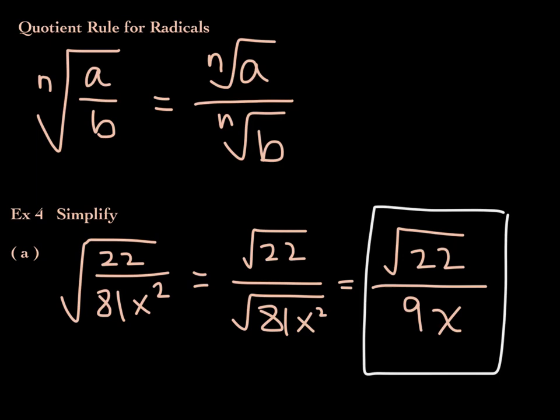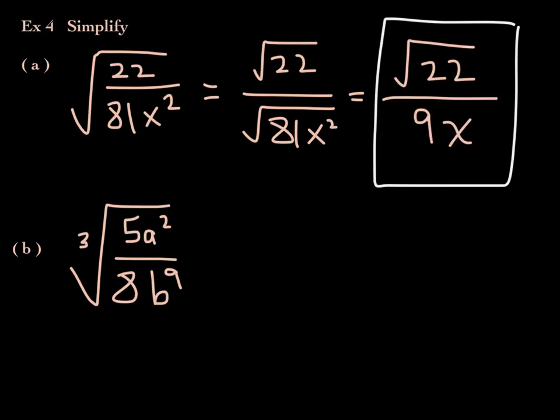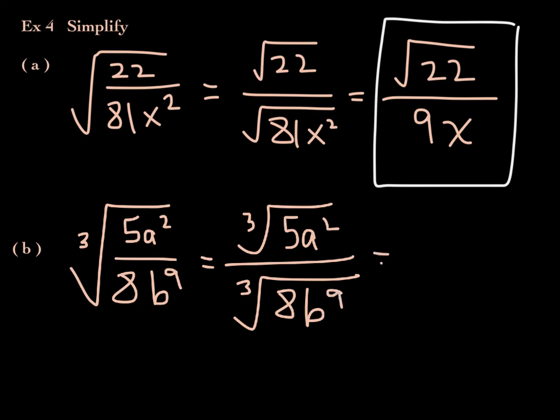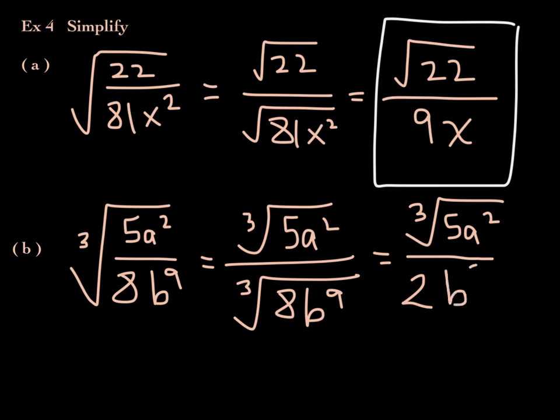Let's do it again. We have the cube root of 5a squared over 8b to the 9th power. The quotient rule allows me to rewrite this as the cube root of the numerator divided by the cube root of the denominator. Now, the numerator is what it is, 5a squared. 5 is prime, right? So it's not going to have a factor that's a perfect cube. And then 3 doesn't divide into 2, right? In other words, this numerator is already simplified. The denominator, however, the cube root of 8 is 2, and then 3 goes into 9 exactly 3 times, so that's just b cubed. All right, everybody, this is the quotient rule in action, okay?